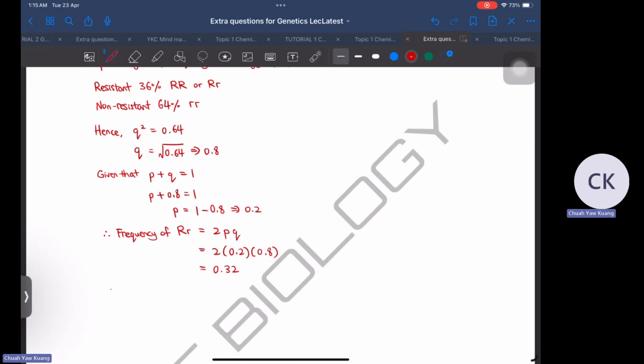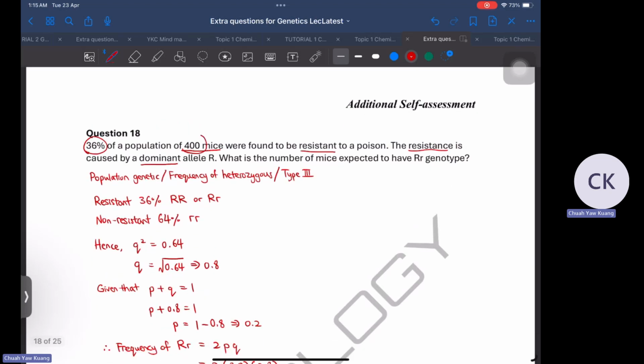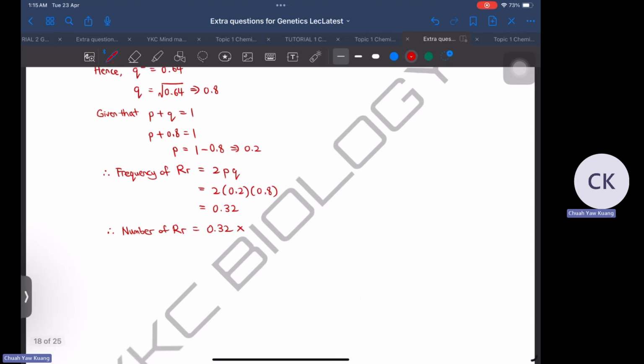The number of individuals with the heterozygous genotype: you have to take the frequency, which is 0.32, and times it by the total population. The total population here is 400 mice, so 0.32 times 400 is, by calculator, 128. So a total of 128 mice will be heterozygous. That would be the final answer.